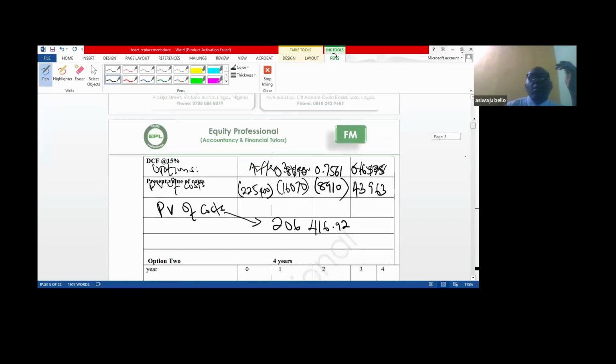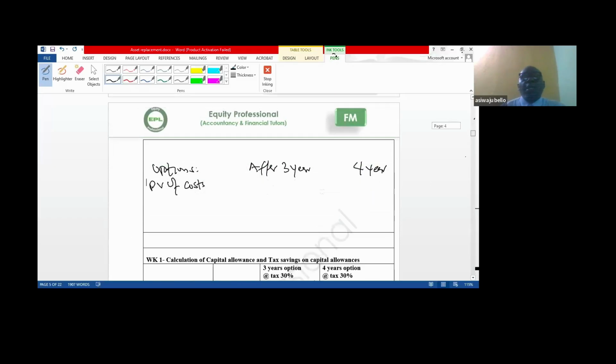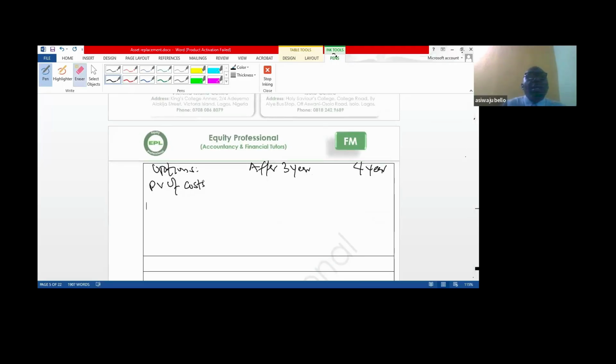The cost here is what? 206. The first one is 206,416.92. Wait, let me erase it from here. It's not allowing me to move. Okay. You can go now.